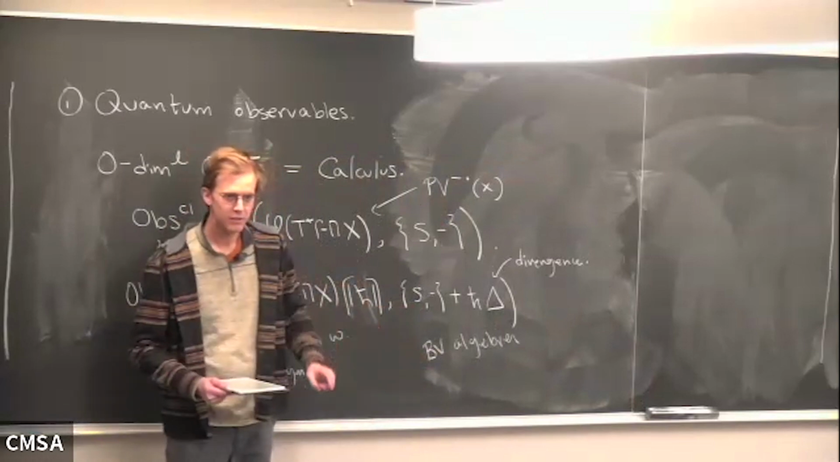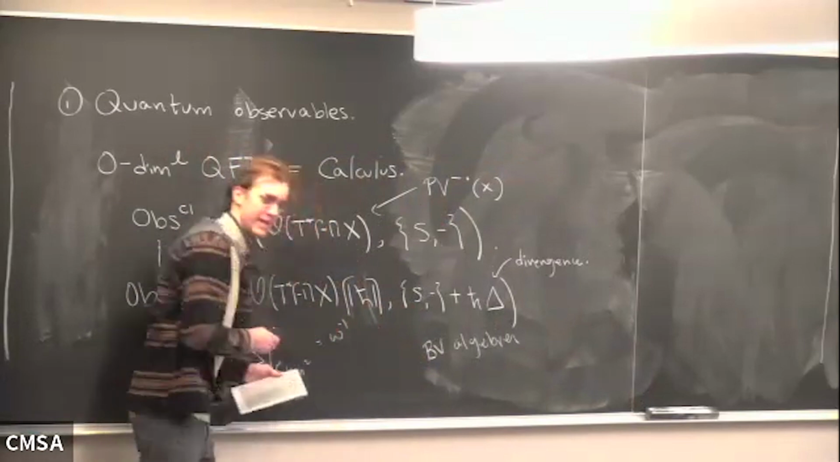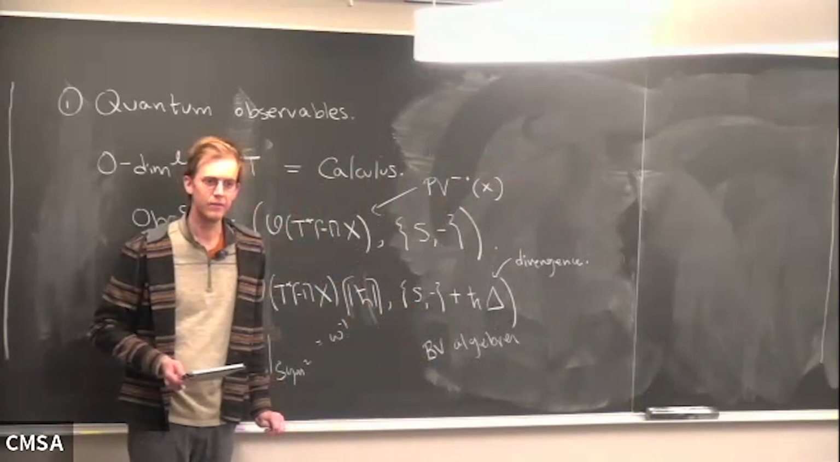The symbol is the symplectic form. Inverse. Thanks. It's the inverse of the symplectic form. You could do this with a plus one structure. You could, yeah. That's right.